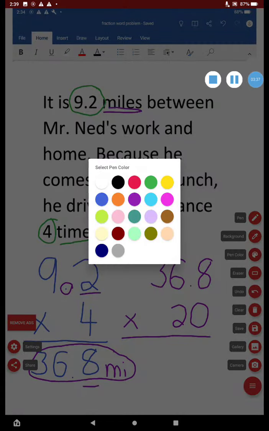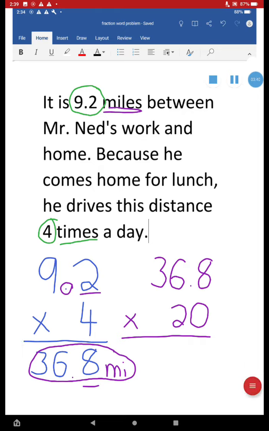Because you already know that 0 times anything equals 0, I don't have to do this row because I know 0 times 8 is 0, 0 times 6 is 0, 0 times 3 is 0. So I'll just put my placeholder and go right to the next one. 2 times 8 is 16. Carry the 1. 2 times 6 is 12, plus 1 is 13. 2 times 3 is 6, plus 1 is 7.